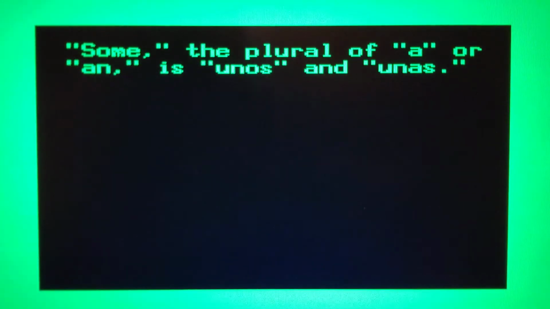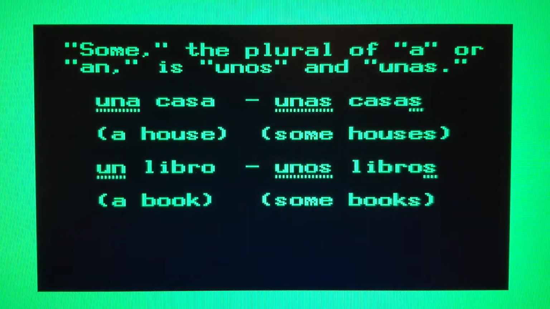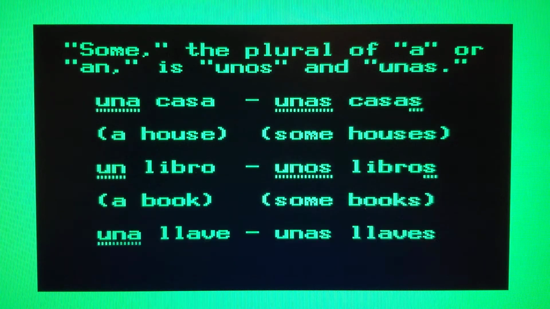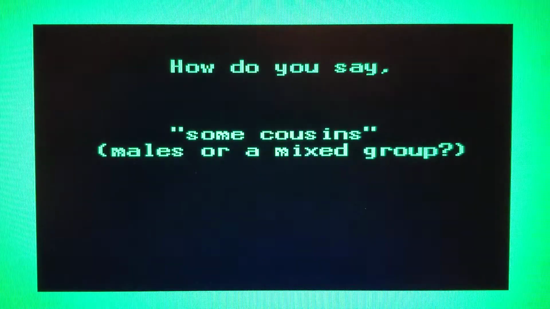Some, the plural of a or an, is unos and unas. Una casa, a house. Unas casas, some houses. Un libro, a book. Unos libros, some books. Una llave, a key. Unas llaves, some keys. How do you say some cousins, males or a mixed group?